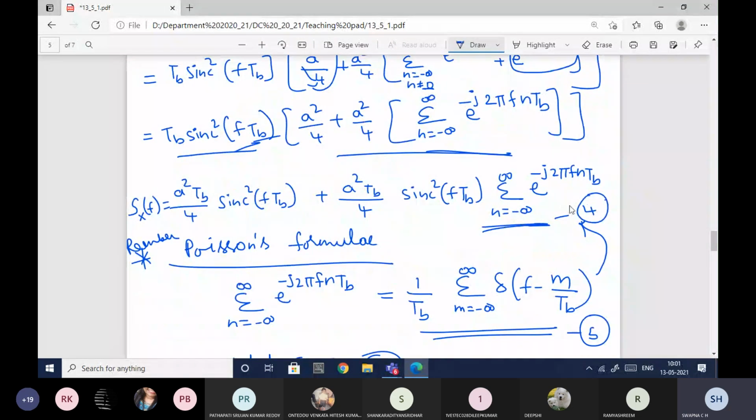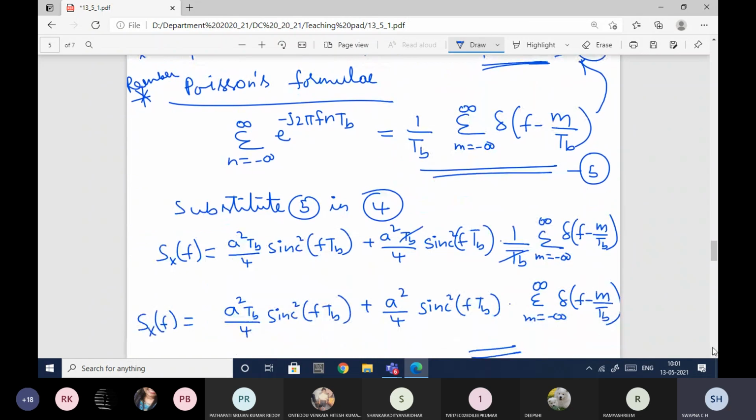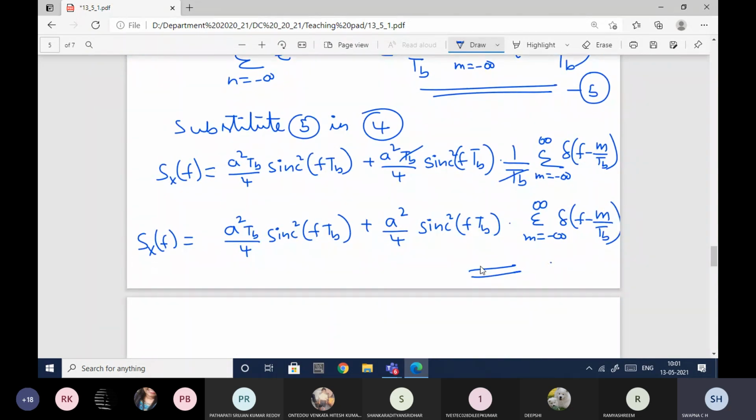Now again, for further analysis, I have replaced this entire thing with delta function, which will be obtained by using Poisson's formula. Okay, so from this I have substituted in the above equation, so that finally I've got this equation. Okay, so after this, still we have further analysis to plot this S_X of f. I need to practically see how the S_X of f function will be. So further analysis we'll do in the next class.